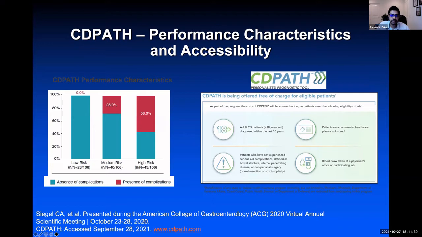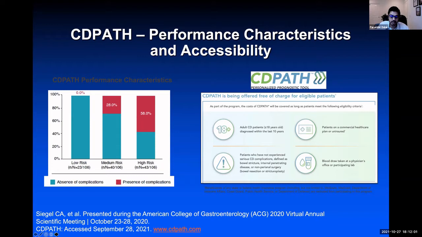There was a validation study done, and you can see those results here on the left, with absence of complication being teal and development of complication being in red. And you can see the low risk patients of these 106 had none of them develop complications. The medium risk about 28%, and the high risk about 58%. This is actually commercially available now for use, at least in the US.